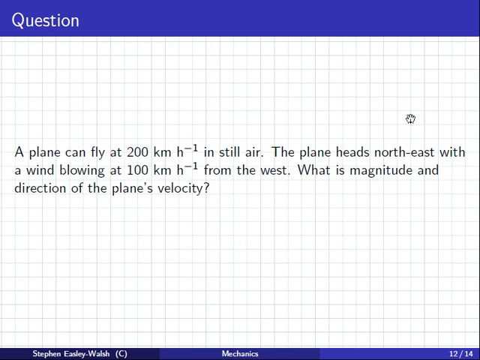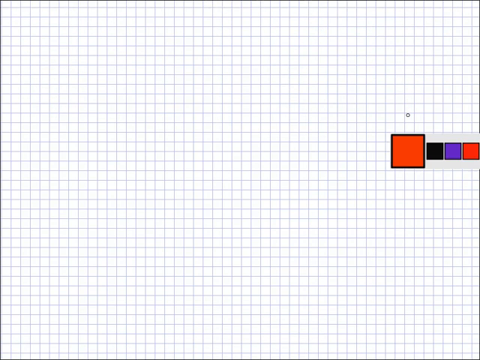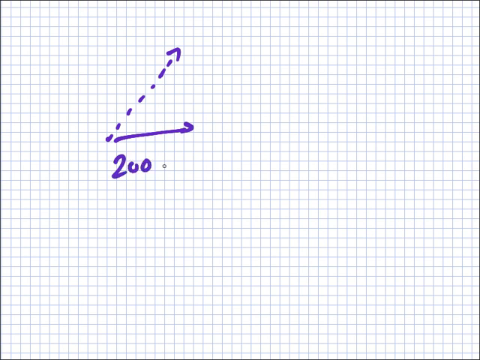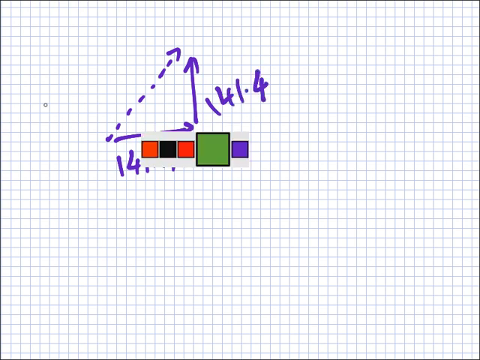Okay. Let's look. Firstly, the plane is like this. 200 cos 45, right? And then 200 sine 45. Now, could someone tell me what those two are? So what's 200 cos 45? 141.4. And then this is 141.42. Then what happens is the wind blows.